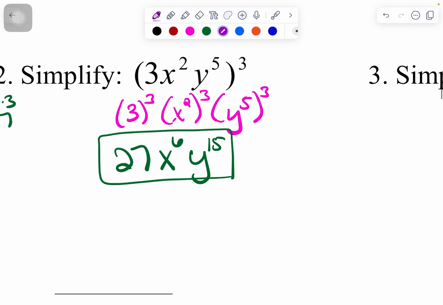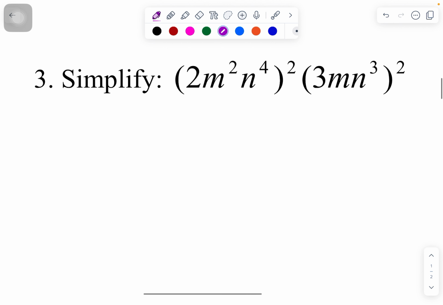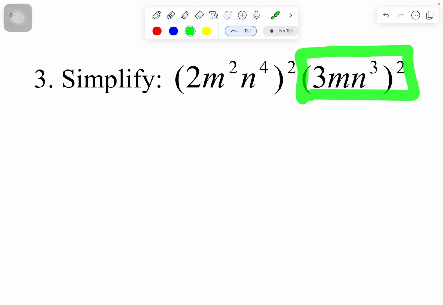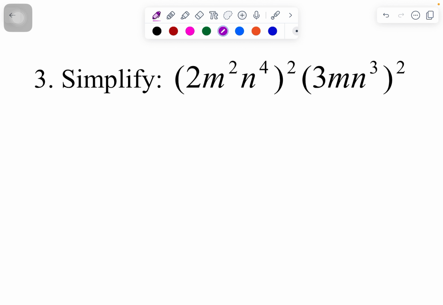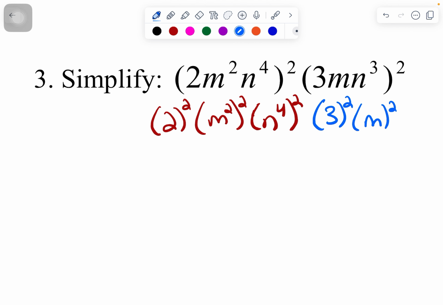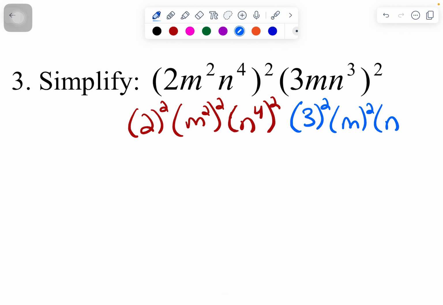Okay. And then if I move over to number 3, we're going to do the same thing. We're going to simplify this part separately, I'm going to simplify that part, and then ultimately, I'm going to multiply both those answers together. All right, so I'm going to take this first part. We've got 2 squared, m squared squared, n to the 4th squared, and then I'm going to deal with the other parentheses set here, which is, let's see, 3 squared, m squared, n cubed squared. I ran out of room because I write too large. All right, that's a lot of squares and cubes and things and such.